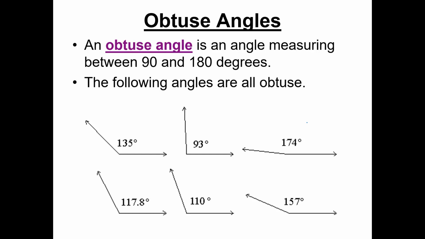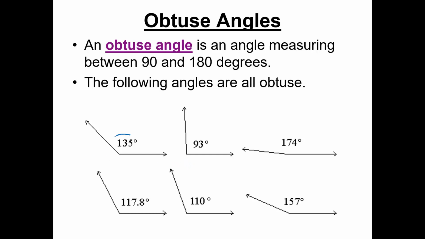The next type of angle is what we call the obtuse angle. An obtuse angle is an angle measuring between 90 degrees and 180 degrees. Keep in mind that if I say between 90 and 180, it means that 90 and 180 degrees are not included. Okay, so the following angles are all obtuse, and here we have another six angles.